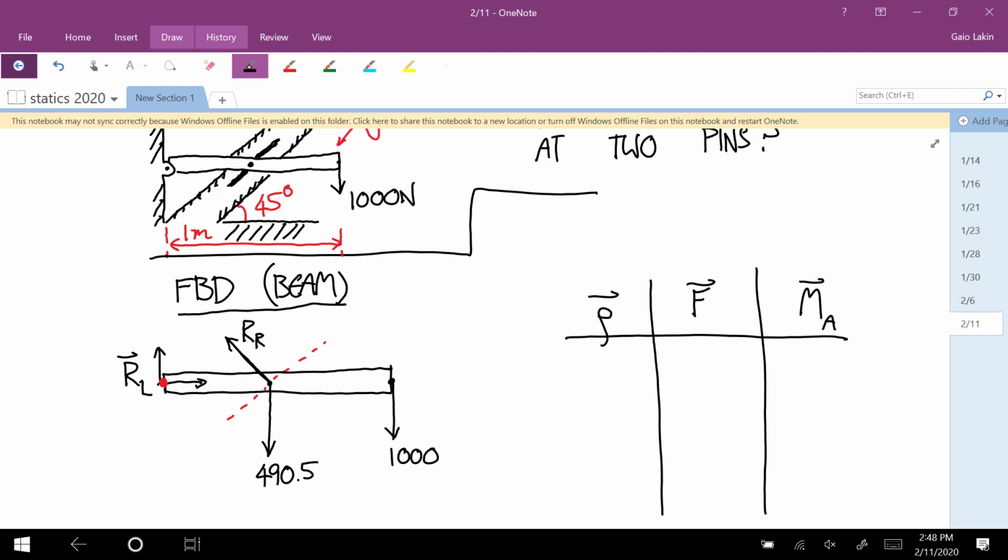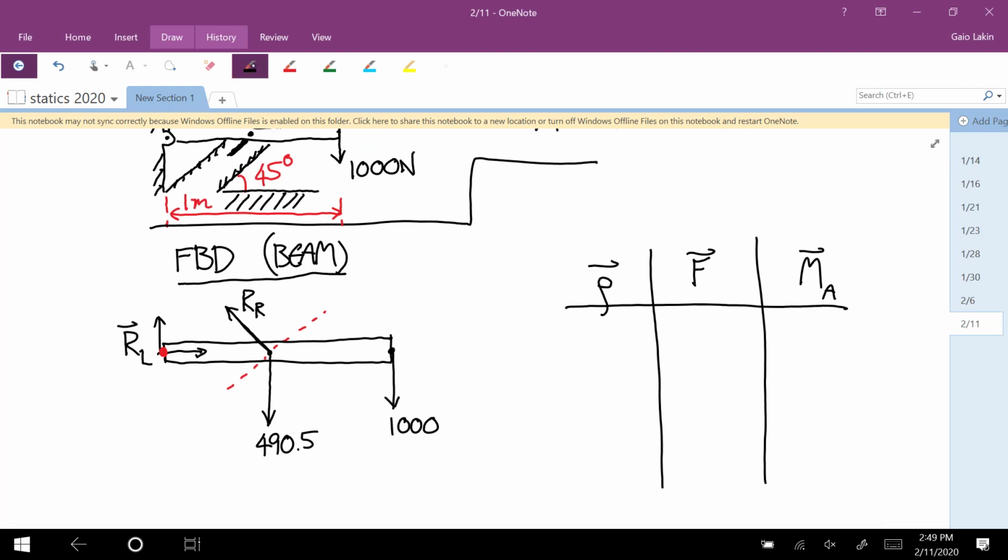If you put the about point here, you probably have to solve a system of 3 equations for 3 variables. If you put it here, I think what we're going to see is that you can use one equation to solve for this, one to solve for this, and one to solve for this. So it just gets a bunch of forces out of the moment equation.